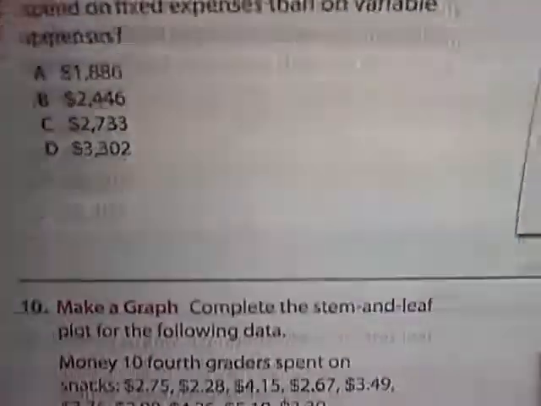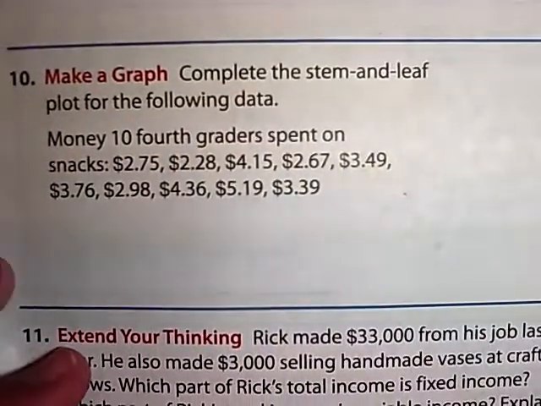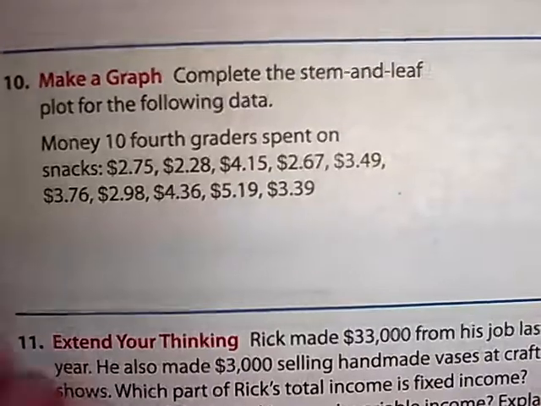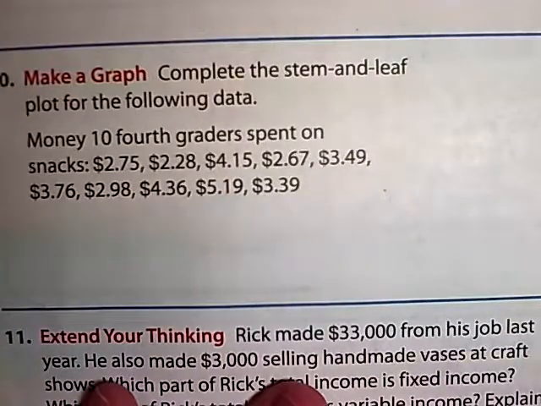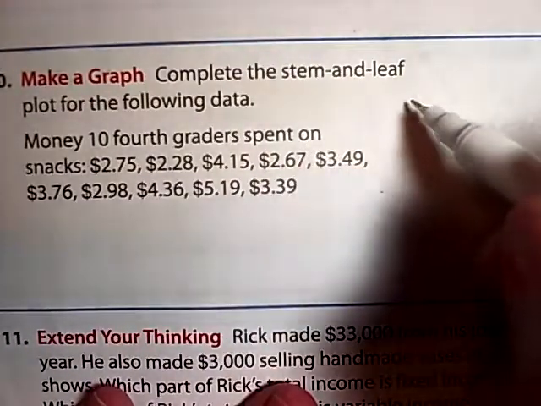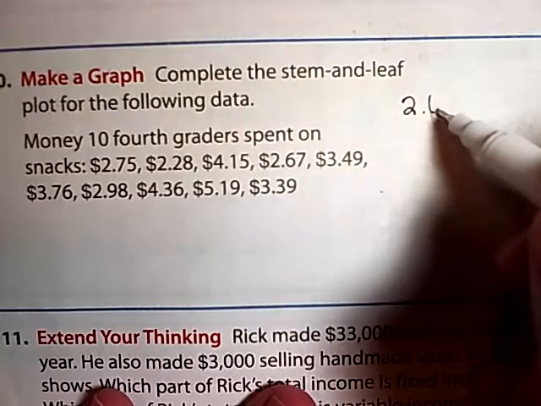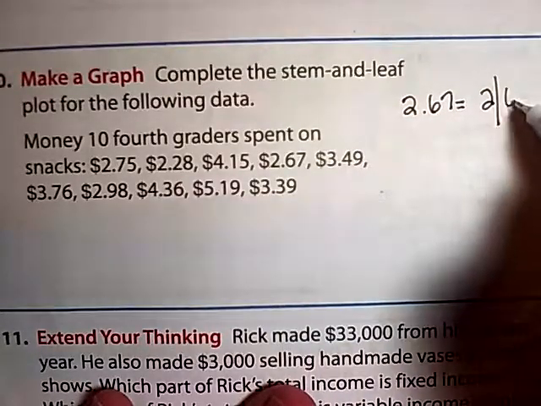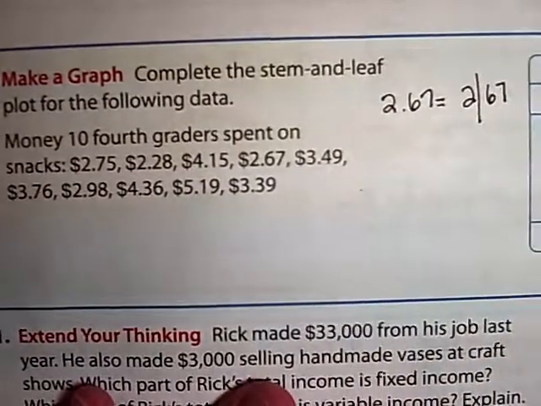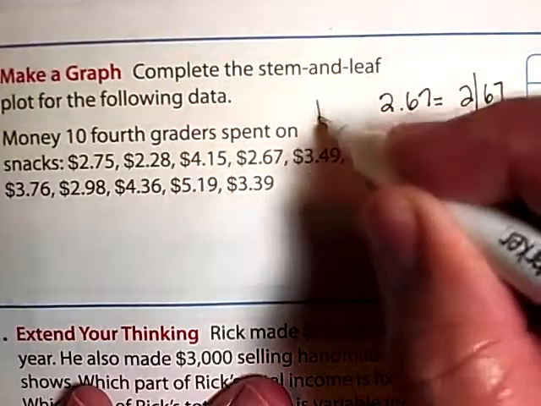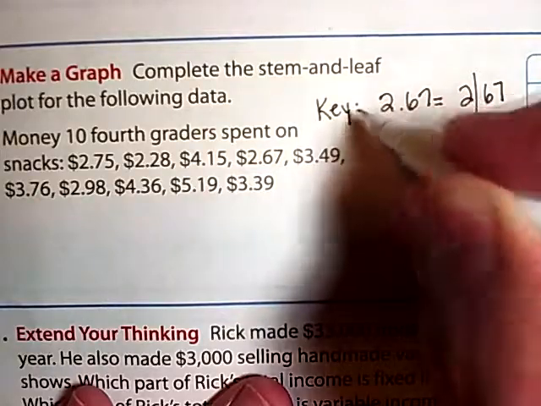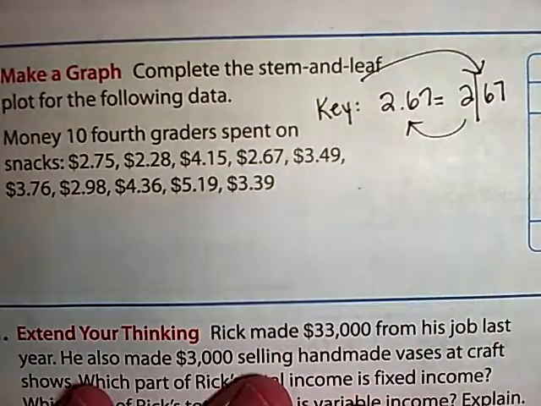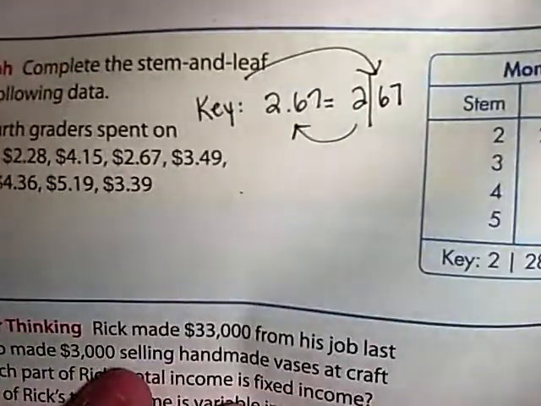Number 10 is a review of what we did in our data analysis unit by creating a stem-and-leaf plot for the following data. Remember that if you see a number like this, it should look like this, 2 stem 67, okay, where the key says that this means that, okay? So go ahead and do that right there.